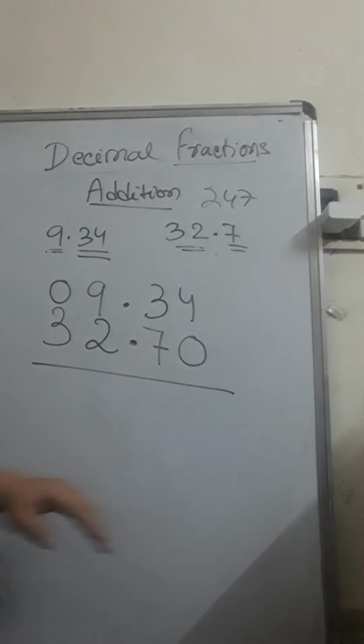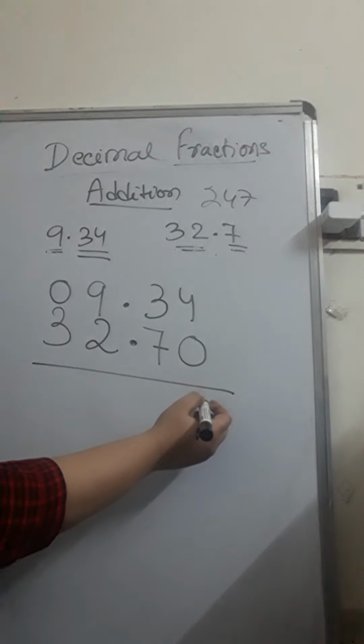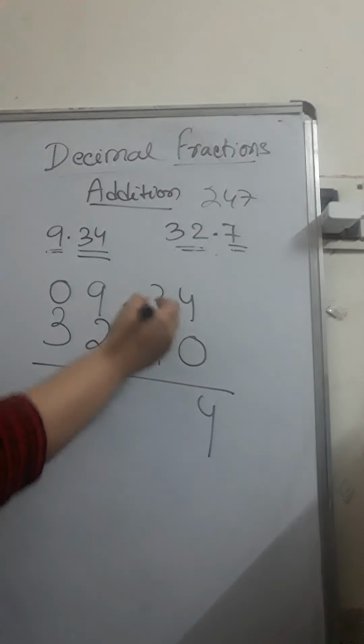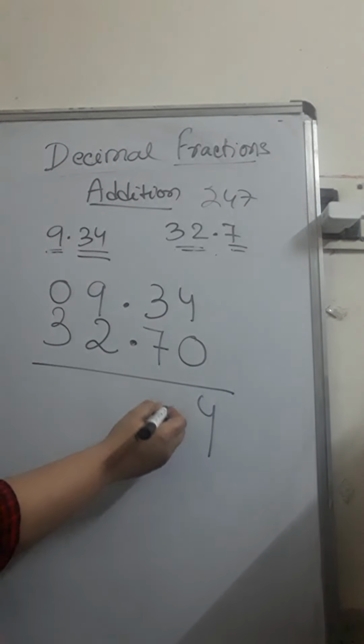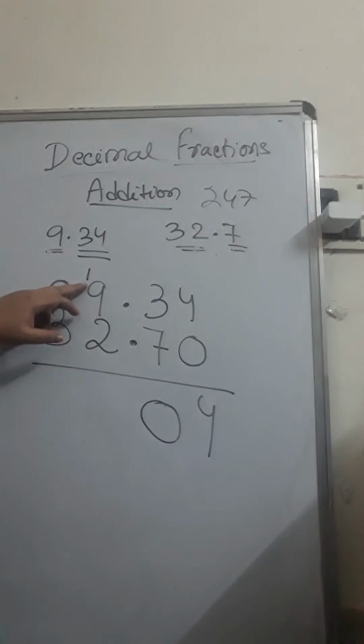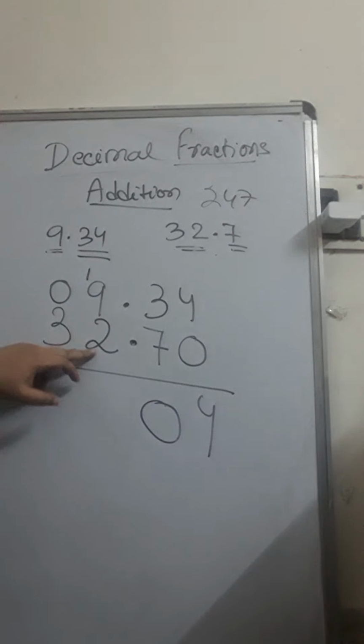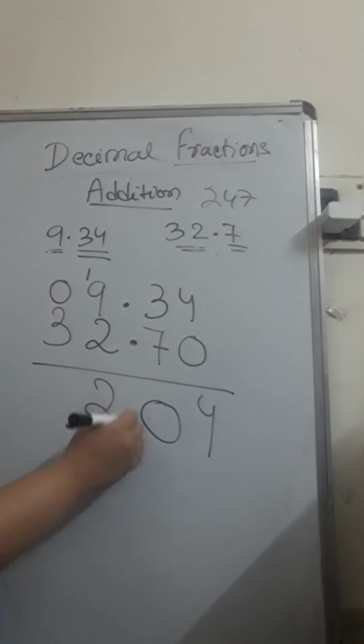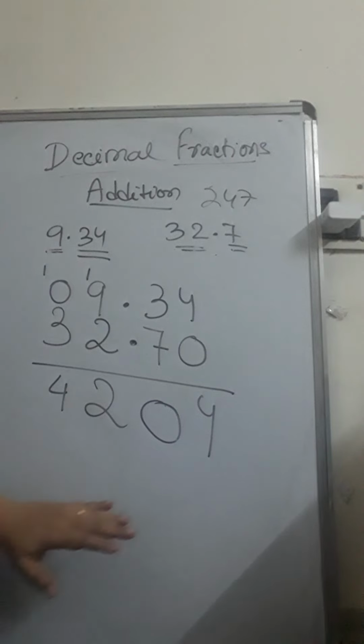You just add normally. So 4 plus 0 means 4. 3 plus 7, 10. Carry 1. Now that 1 will be added to 9 plus 2. So 9 plus 1, 10 plus 2, 12. Again carry 1. So 3 plus 1, 4. So the addition is over.